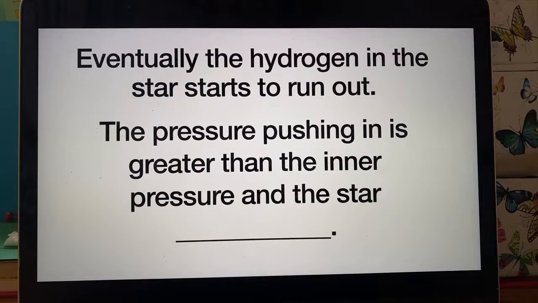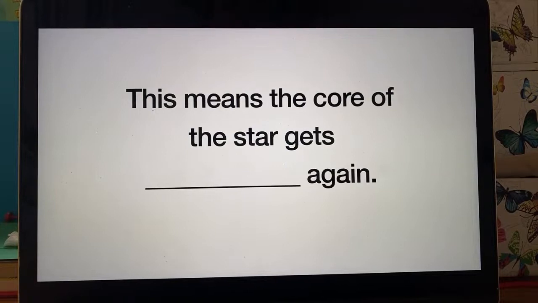Come on, let's play Guess What's in the Teacher's Head. That's always a fun game. If the pressure pushing inwards is greater than the inner pressure, which is pushing outwards, then the star will... I've put the star contracts. You could have said collapses, or people on Facebook yesterday were saying shrinks. That's all right. Yes, it contracts.